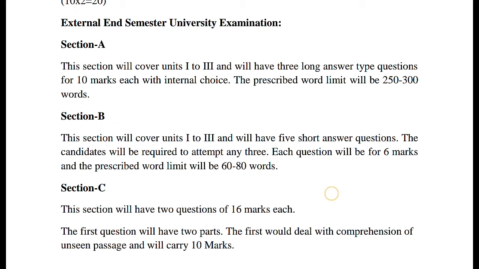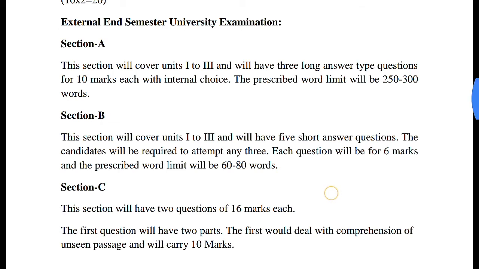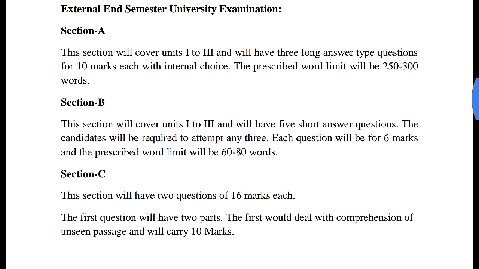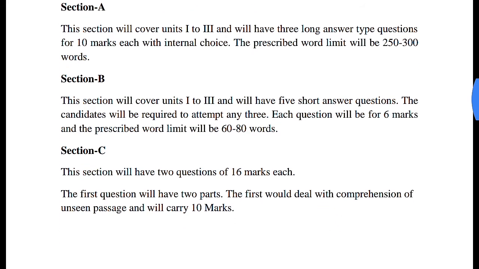Section B will cover units from 1st to 3rd and will have 5 short answer type questions. The candidates will be required to attempt any 3. Each question will be for 6 marks and prescribed word limit will be 60 to 80 words. And section C will cover 2 parts.